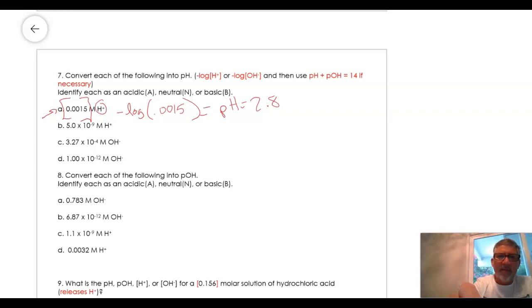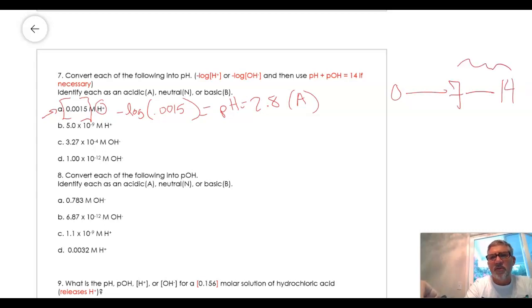Right, and then that would be an acid. Because remember, pH scale 0 to 7 to 14. So this is basic. This is acid, and 7 would be neutral. Okay. If I look at C, it's a little different.